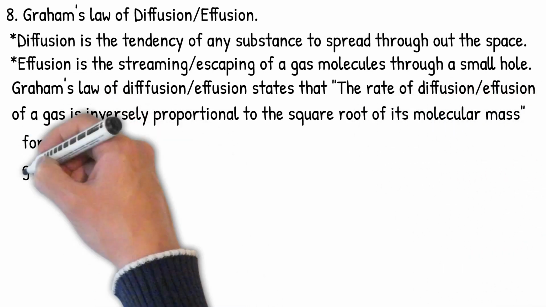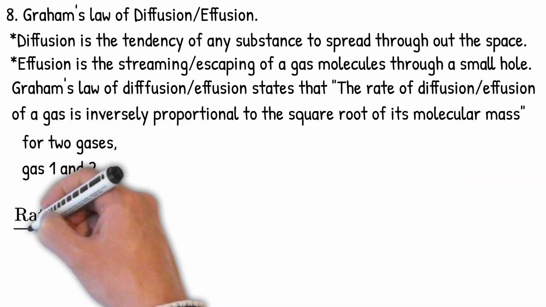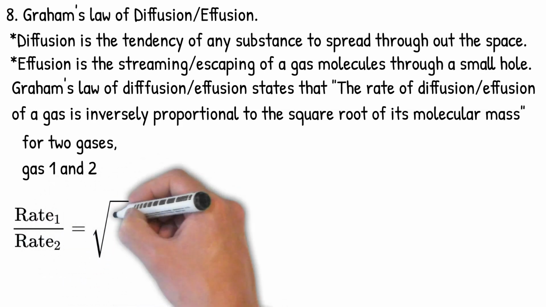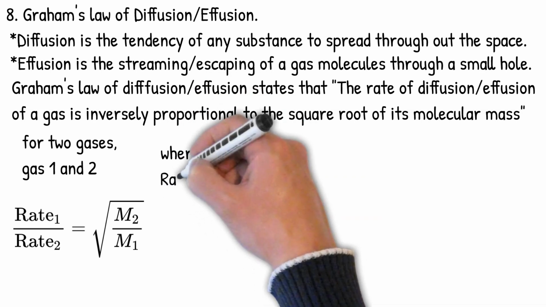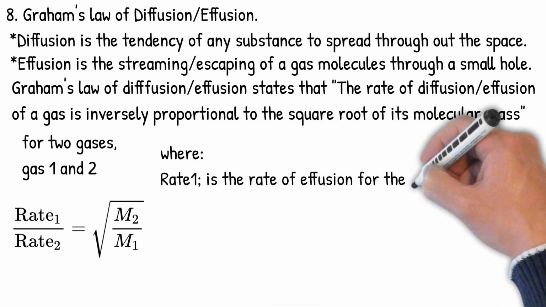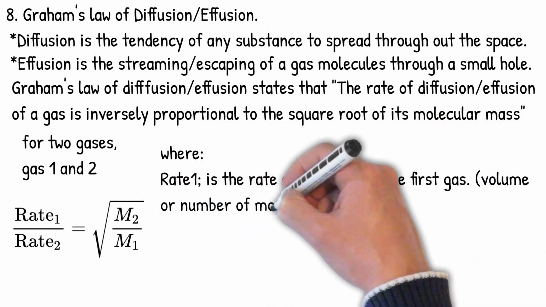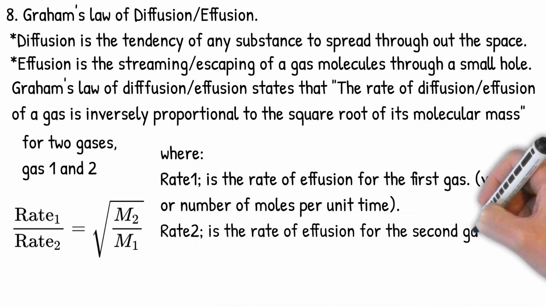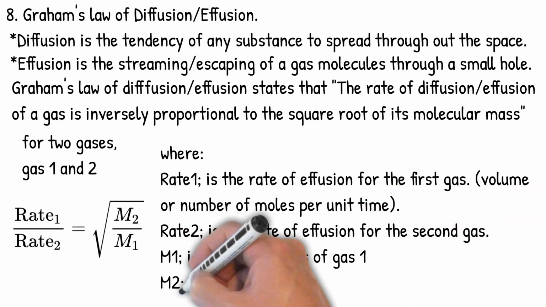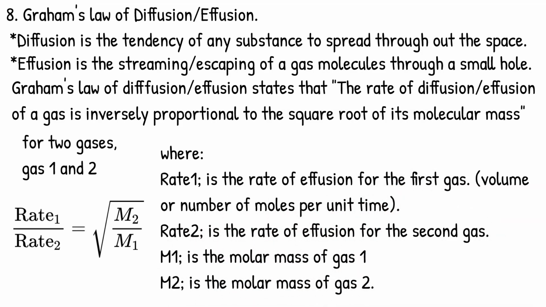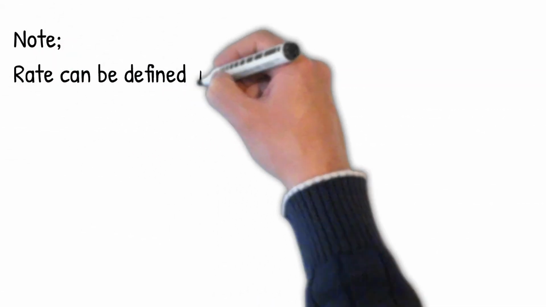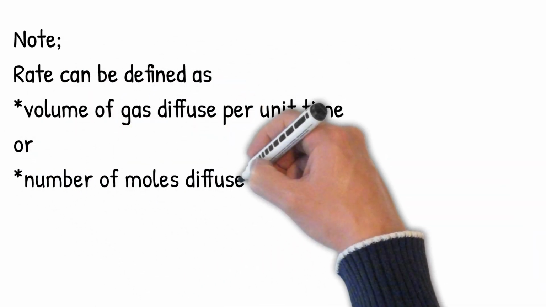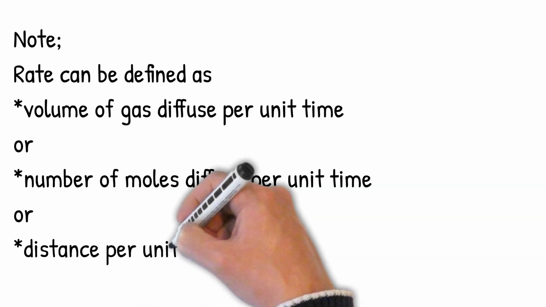For two gases, gas 1 and gas 2, the formula becomes rate 1 divided by rate 2 equals square root of M2 divided by M1, where rate 1 is the rate of effusion for the first gas, that is, volume or number of moles per unit time. Rate 2 is the rate of effusion for the second gas. M1 is the molar mass of gas 1. M2 is the molar mass of gas 2. Note, rate can be defined as volume of a gas diffused per unit time, or number of moles diffused per unit time, or distance per unit time.